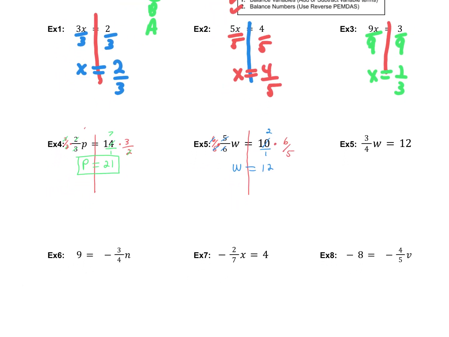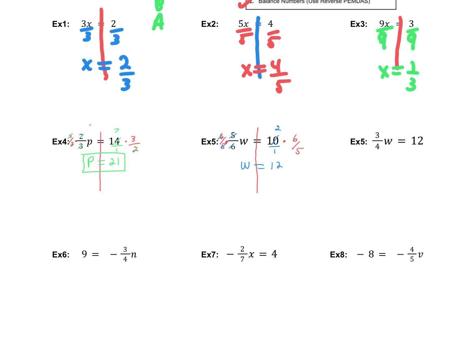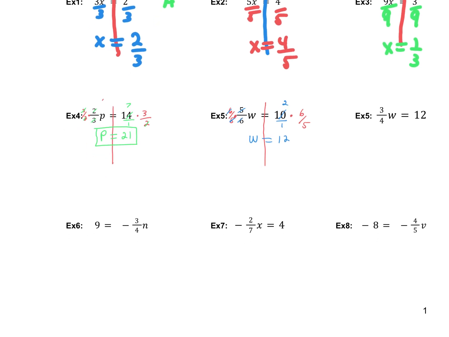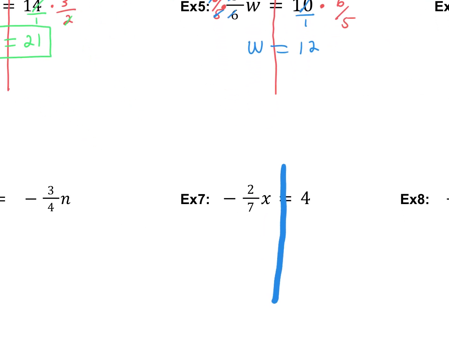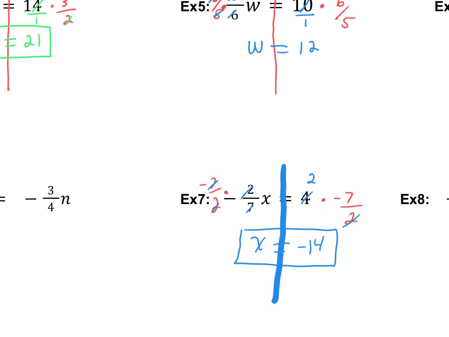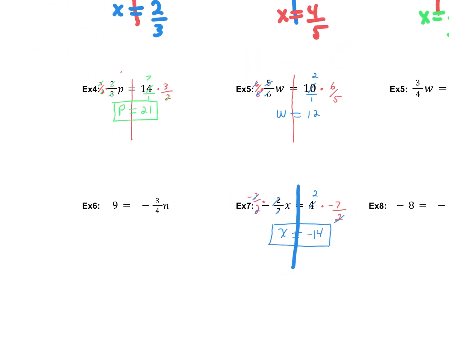And then I'm going to go down to one of the negatives. I'll probably do 7 and 8. Same thing. You want to draw your line. Then the reciprocal of -2/7 is -7/2. What you do to one side, you have to do to the other. These will cancel, leaving you with x. And then you can cross cancel here to get -14. x is equal to -14.